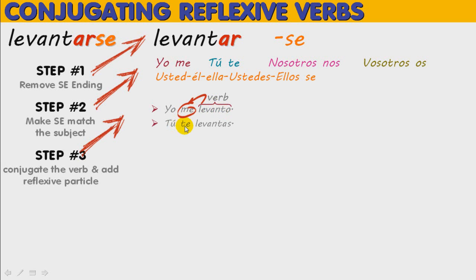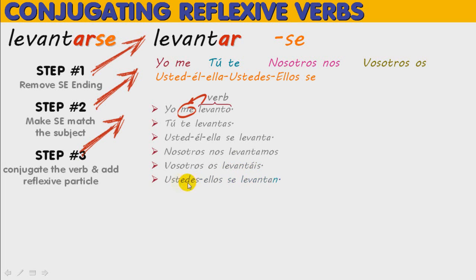Tú te levantas. Usted, él, ella se levanta. These changes, well, are based on this. If I say nosotros, nos levantamos. Vosotros os levantáis. Ustedes o ellos se levantan.